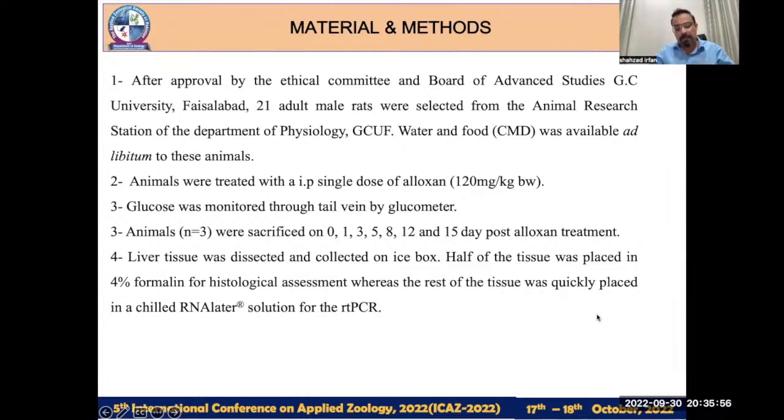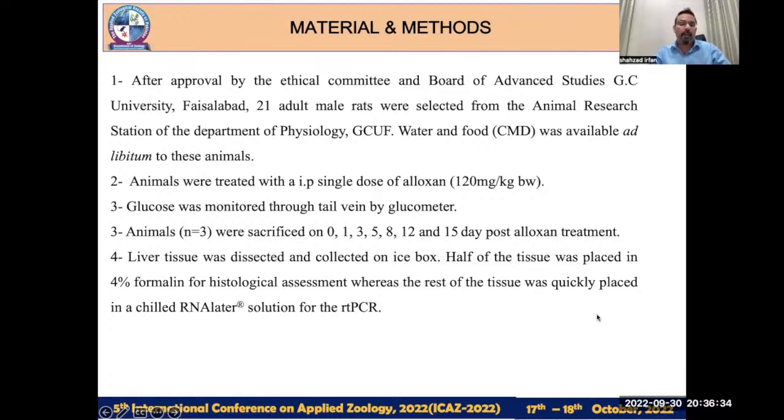Because this study was a temporal assessment, which means that we are more interested in the timestamp of the expression pattern of CREB, these animals were sacrificed on multiple days. They were sacrificed on the 0, 1, 3, 5, 8, 12, and 15th day. Day 0 is the day on which the alloxan treatment was given, and the 1, 3, 5, 8, 12, and 15th days are the post-alloxan treatment days.